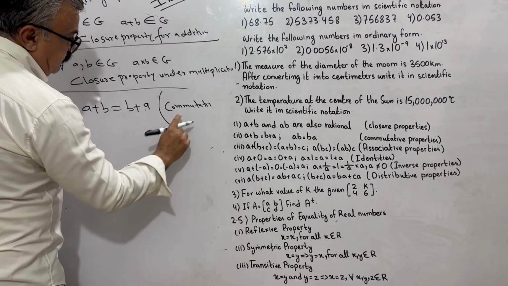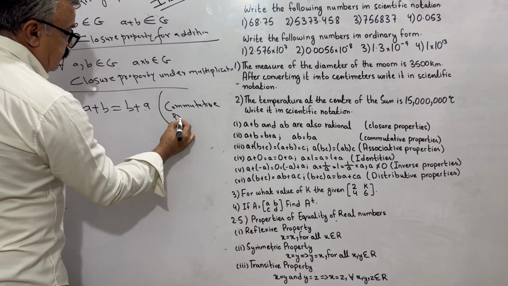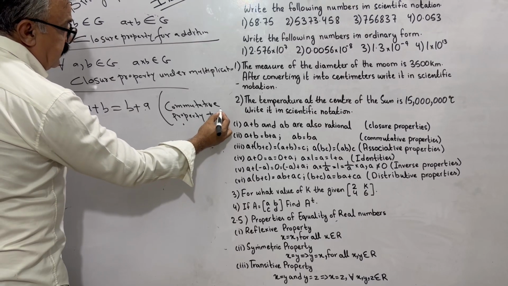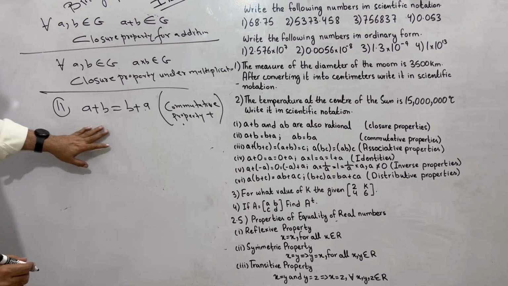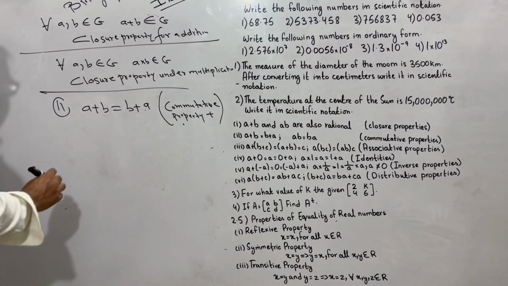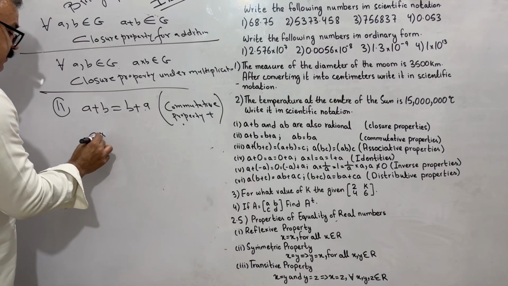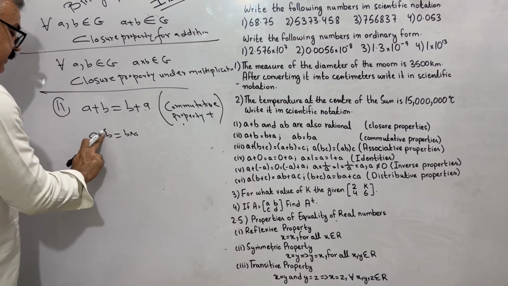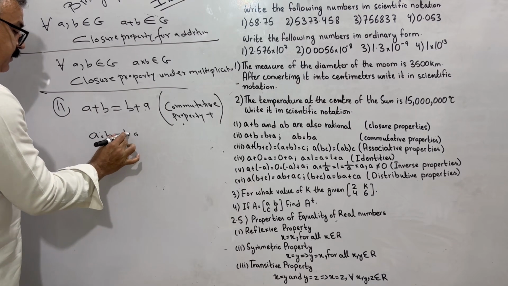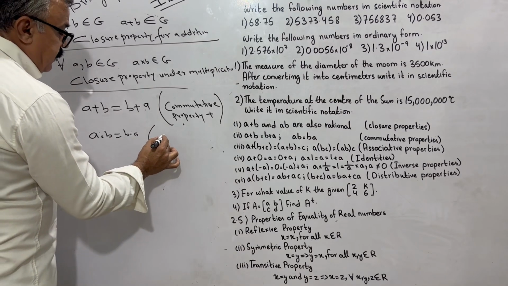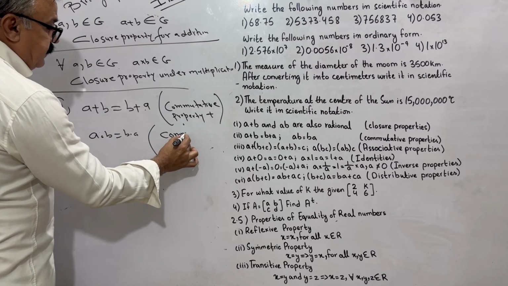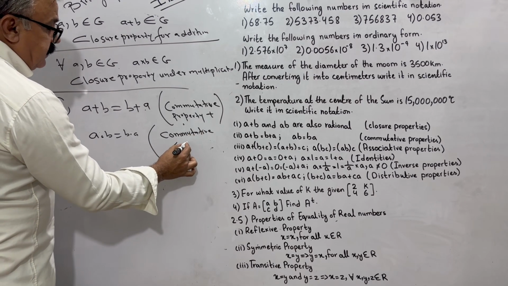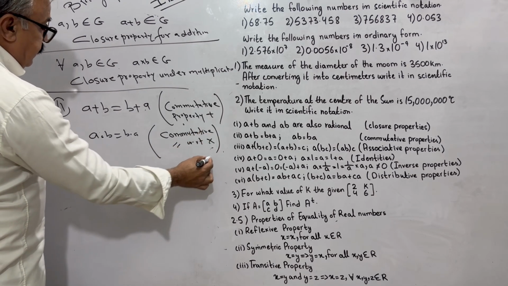Commutative property for addition: A plus B is equal to B plus A. Same with multiplication: A into B is equal to B into A. This is known as the commutative property with respect to multiplication.